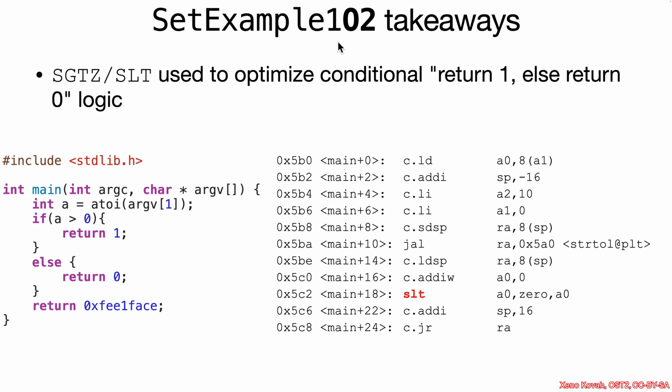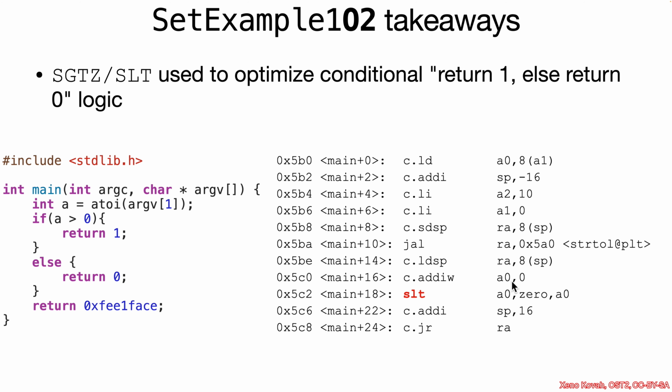So the takeaway from SetExample1 is that it's using the set greater than, or the SALT, to optimize the condition of whether it's going to return 1 or whether it's going to return 0. If A is greater than 0, it's going to return 1. Otherwise, all the rest of the time, return 0. So basically, the A0 coming back from the A2I, the A0 register is the return register.